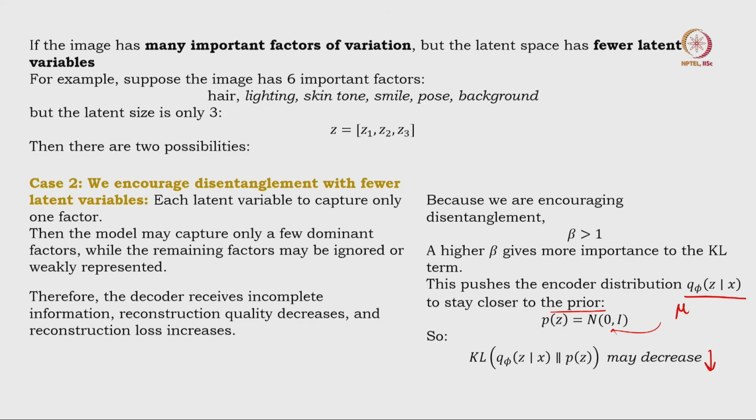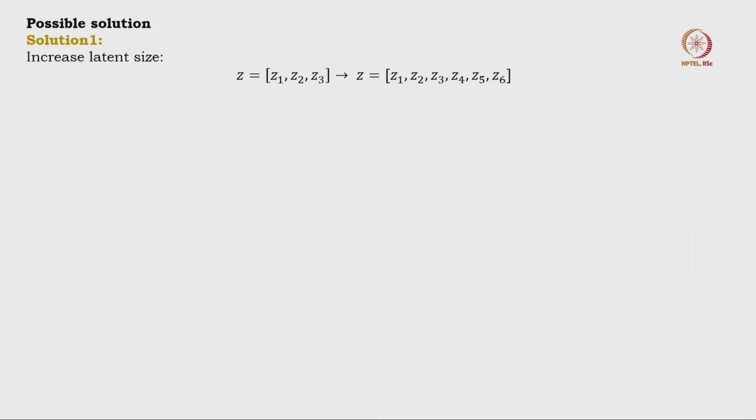Reconstruction loss has increased, KL divergence term has decreased. Before, in the previous example, what happened? Reconstruction loss decreased, but the KL divergence term had increased. So in this, both are not the solution for a given scenario. Then what is the solution? In such a case, one possible solution is to increase the latent space.